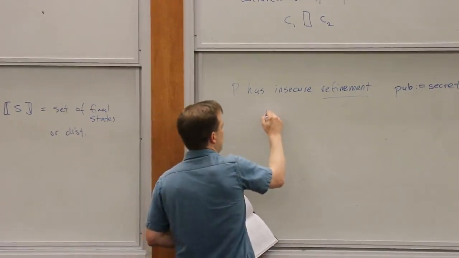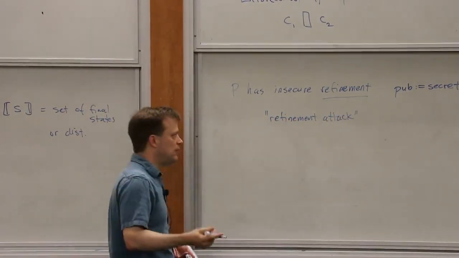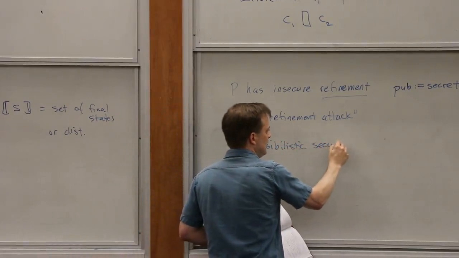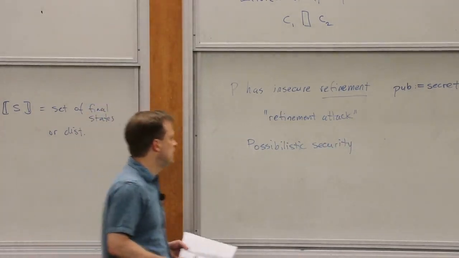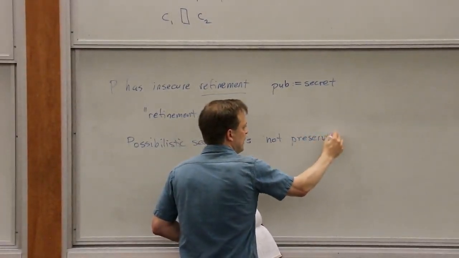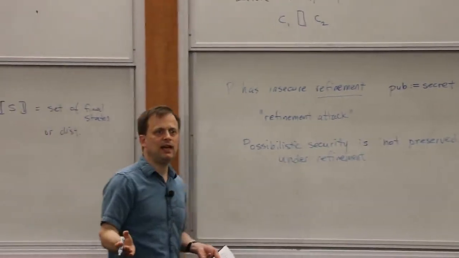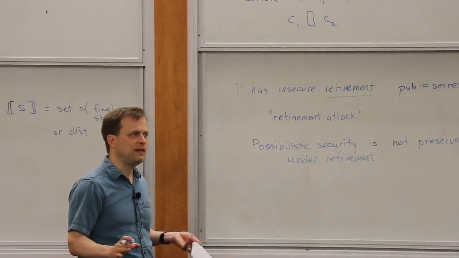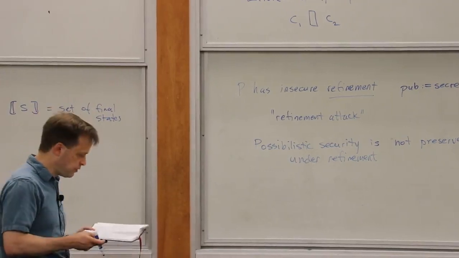So this is what's known as a refinement attack. The idea is you have a system which looks secure according to non-deducibility, and non-deducibility is what's known as a possibilistic security condition. It's a security condition that looks at the possibilities and compares them. The problem is that possibilistic security is not preserved under refinement. In other words, we can reduce the set of possibilities and get out something that doesn't satisfy the security condition. That's not great. If you have non-determinism in your system, then you would like your security conditions to be preserved by refinement.